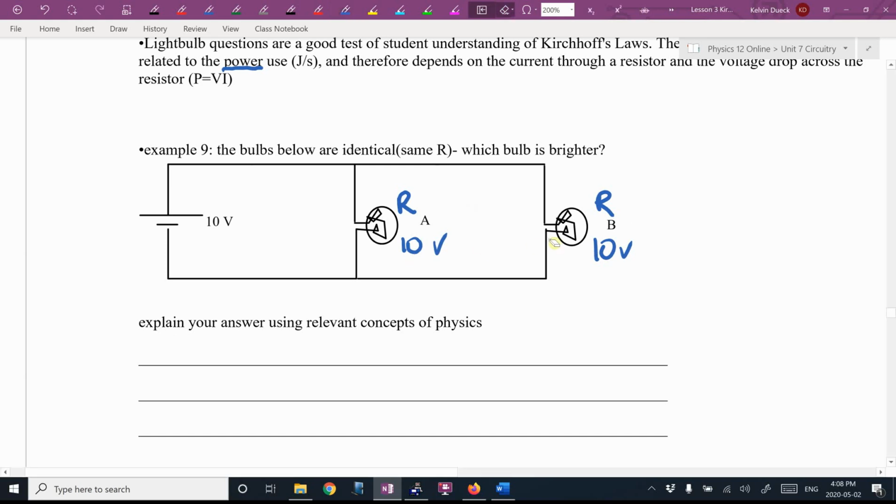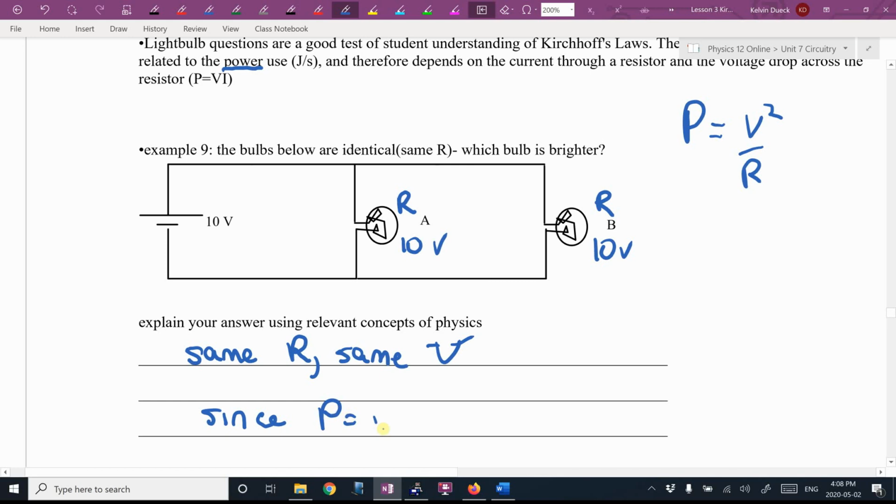Hey, wait a minute. If they each have the same voltage, and they each have the same resistance, and I know that one way to calculate power is V squared over R, then what can you tell me about the brightness of the bulbs? Gotta be the same. So same R, same voltage, also same current, but I don't even need that, since power equals V squared over R. Same power, which means same brightness.